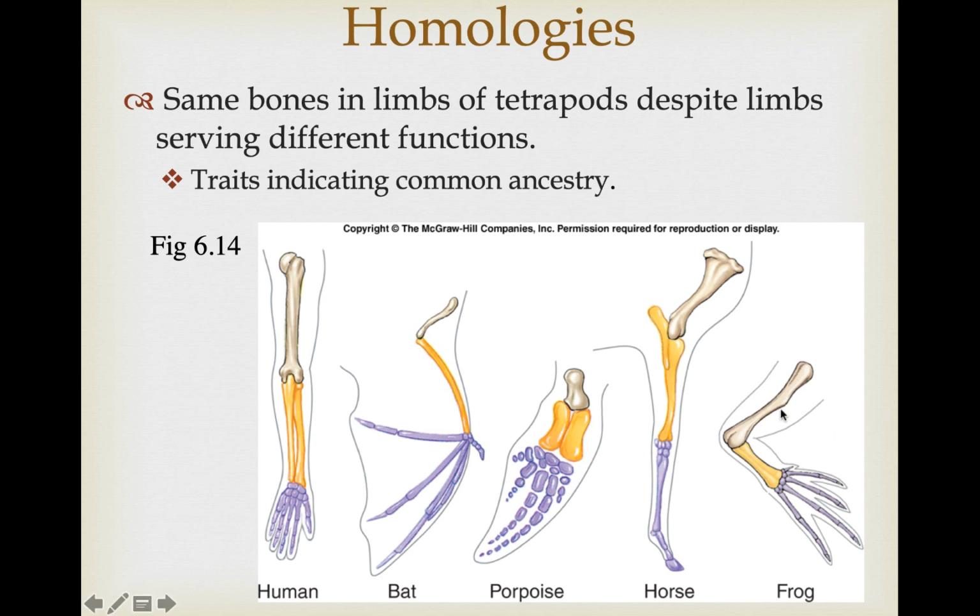Now, why do they look different? Remember, we talked about pleiotropic developmental genes and how they can change the relative shapes and sizes of structures. They all have the genes that say make a humerus, but different developmental genes have said make a humerus in a different way and have it articulate in a different way with the radius and the ulna.